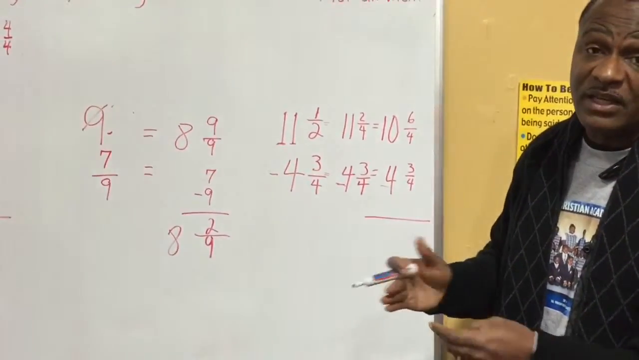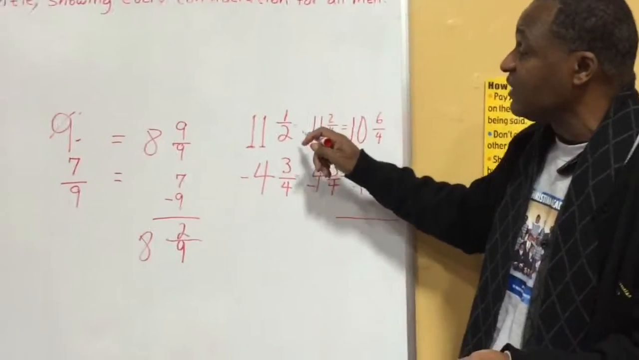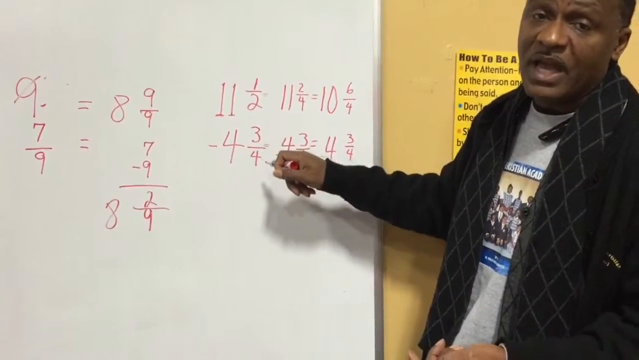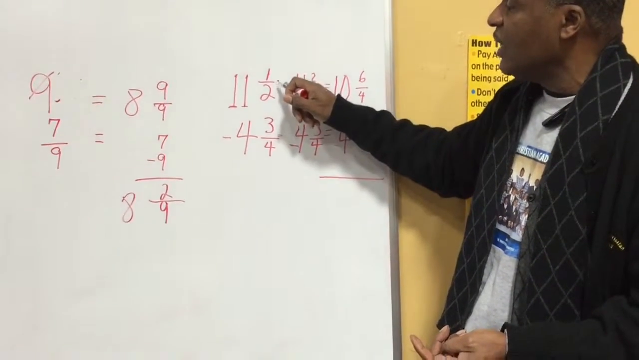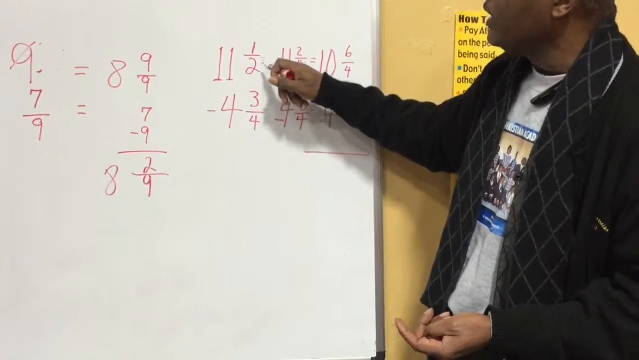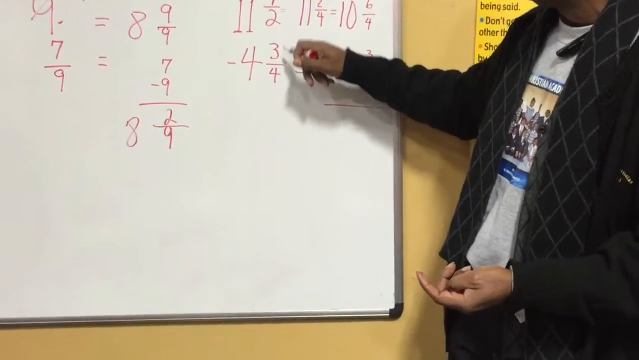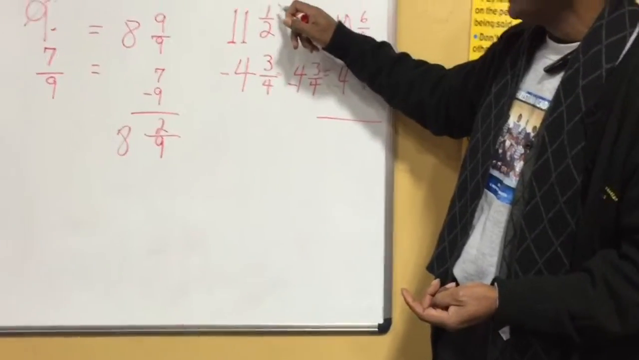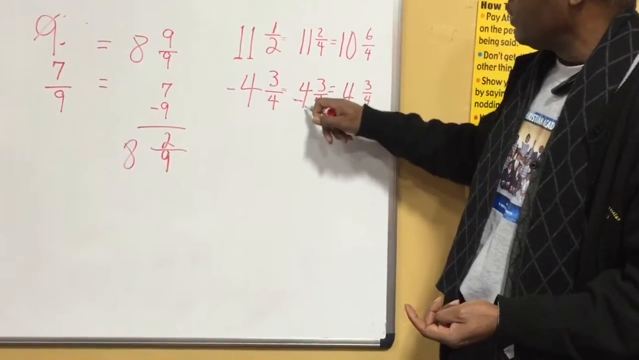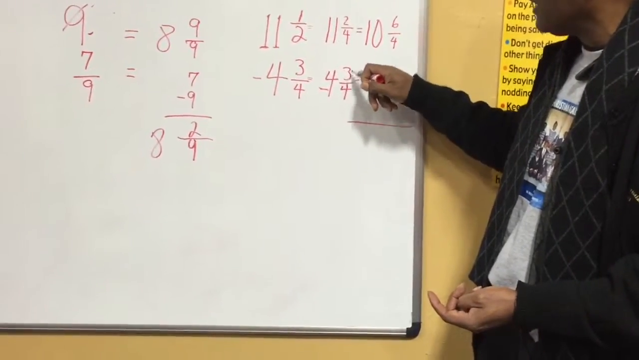You need to go back and look at how we convert fractions in order to do that. But just believe me when we say we're going to make this into a common denominator by multiplying this 1/2 by 2, because 4 is our greatest common denominator. So we multiply by 2: 2 times 1 is 2, and 2 times 2 is 4, and that makes that a 4. That's what we're looking for. So now we have 11 and 2 over 4 minus 4 and 3 over 4.